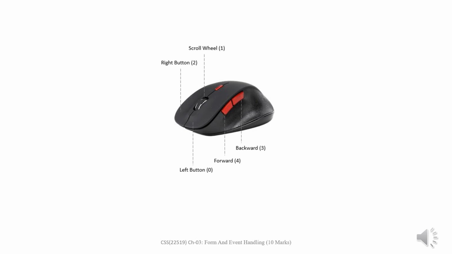This is the actual picture of our mouse. Here we can see the right button, left button, scroll wheel, and forward and backward buttons, but generally these three buttons are on every mouse: the right button, scroll wheel, and left button.